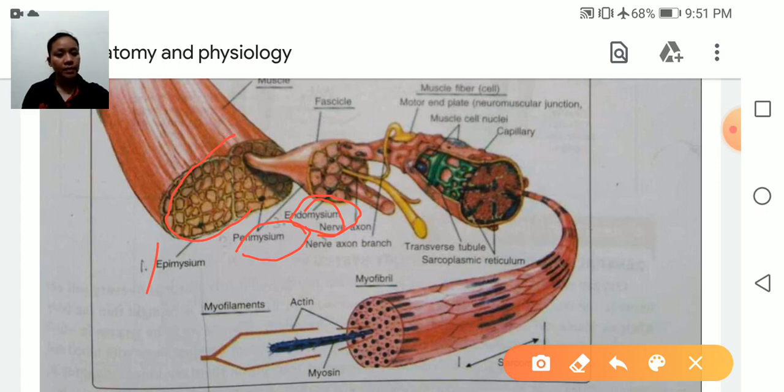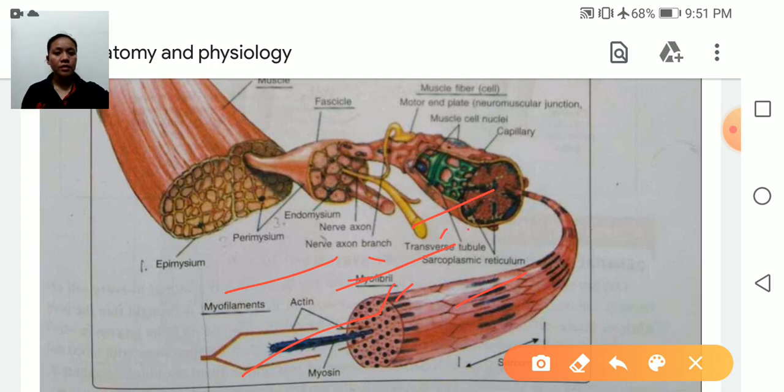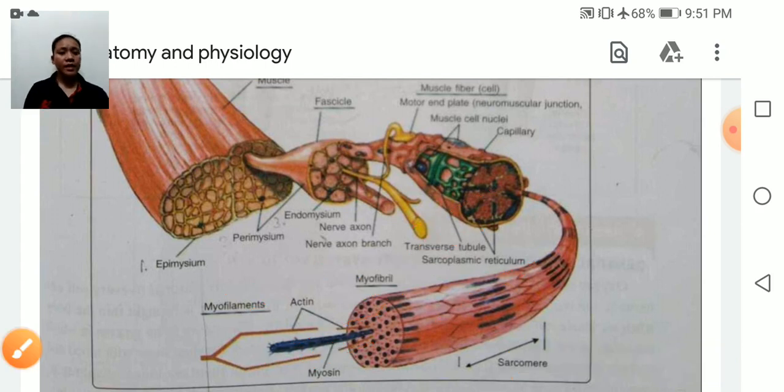Here you can see the actin and myosin filaments. This is the actin filament, this is the myosin filament, and this is the actin filament. They slide over each other. When they slide over each other, it leads to contraction. It leads to shortening of the muscle.